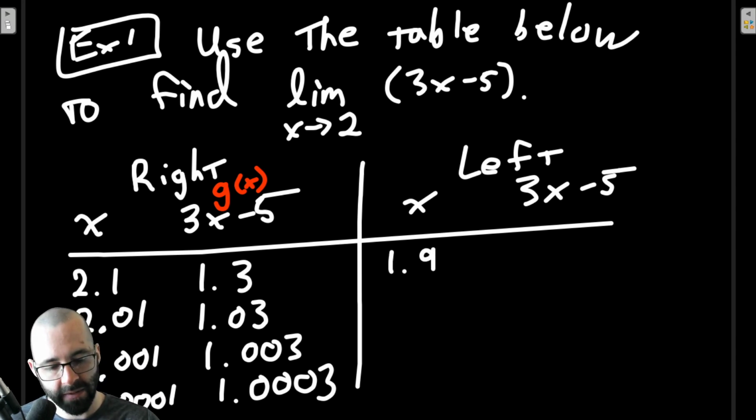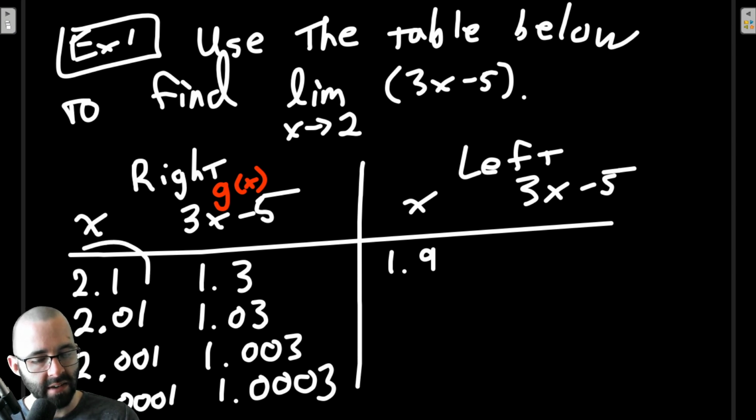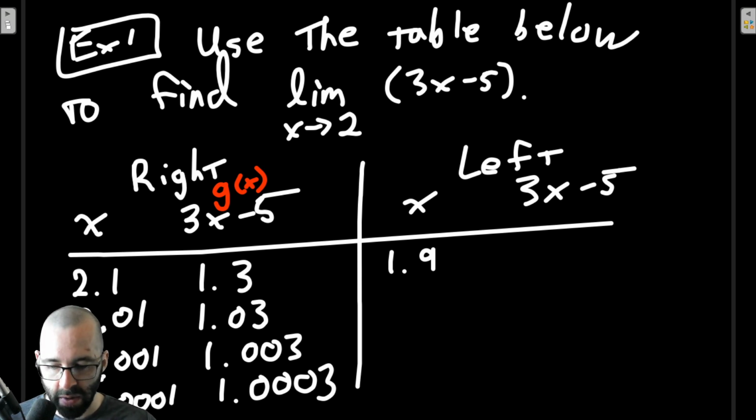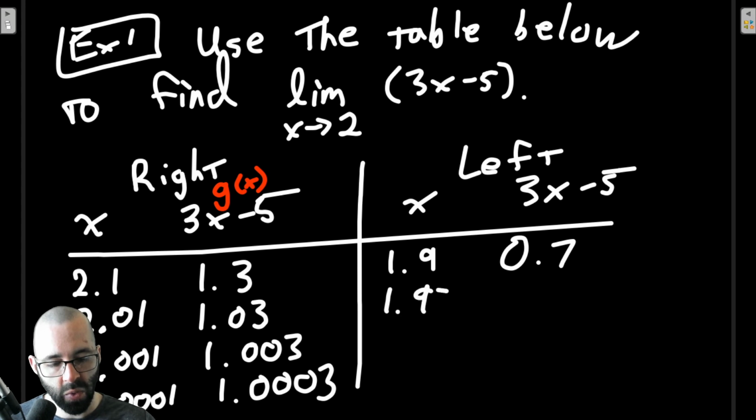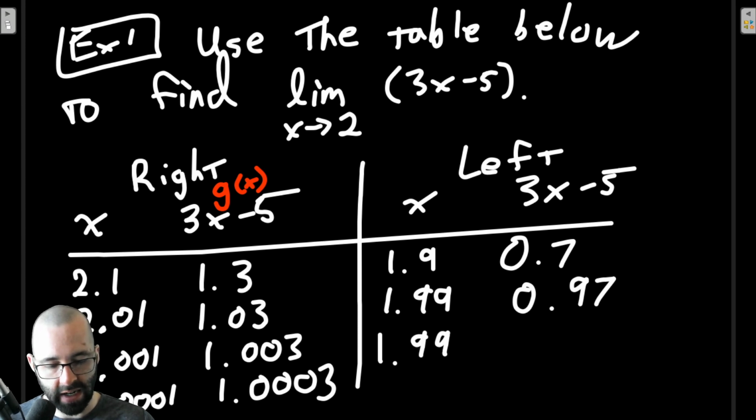So over here, let's look at what's happening as x gets really close from the left. So when x is smaller than 2. From the right, these are all numbers that are bigger than 2. From the left, these are all going to be numbers that are smaller than 2. 1.9, the function value is 0.7. 1.99, the function value is 0.97. 1.999, 0.997. You get the picture, right?